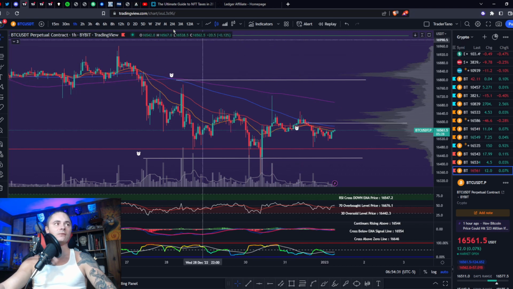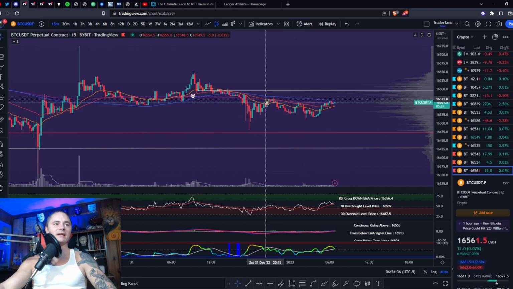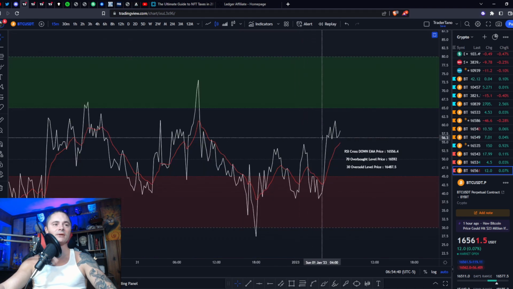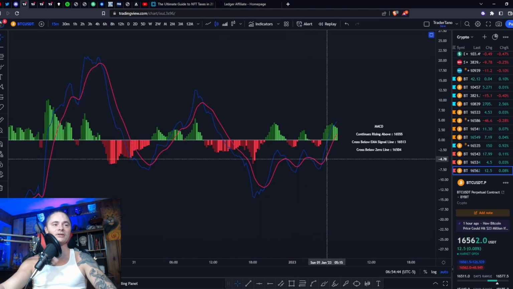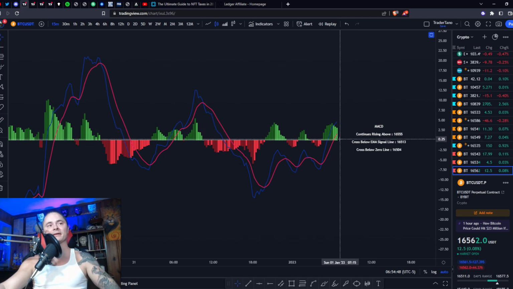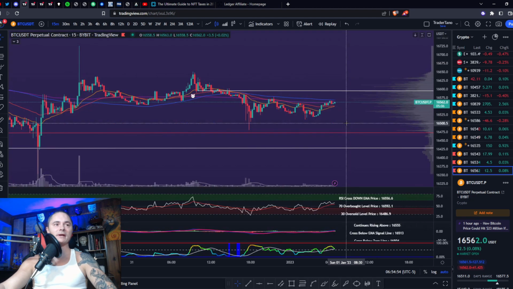All right, so let's go down to the 15-minute real quick. 15-minute basically going sideways. RSI is in the neutral median zone, in the upper zone above its signal line. MACD just crossing that zero line. Positive momentum is waning a bit, but if we start printing those dark green bars on the histogram and get back above these last highs, I would expect this to go much further. I would probably expect this to come all the way up to 16,600.